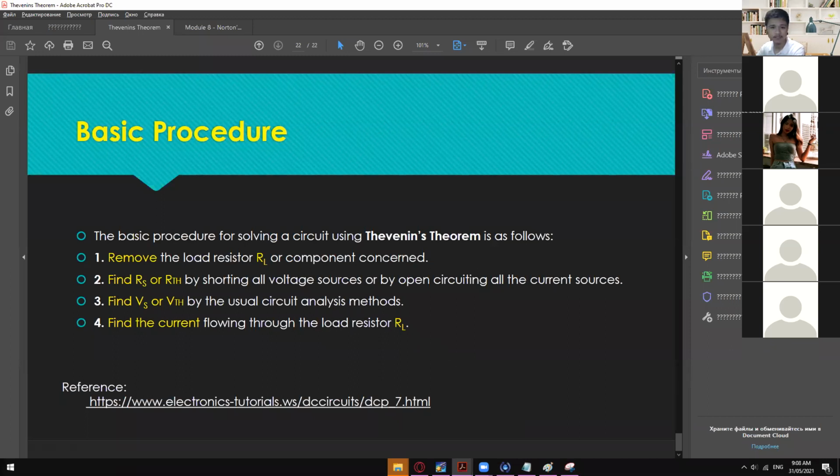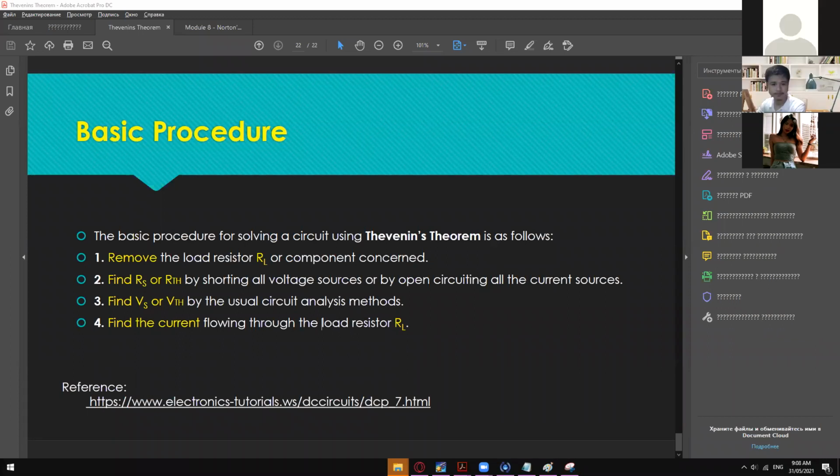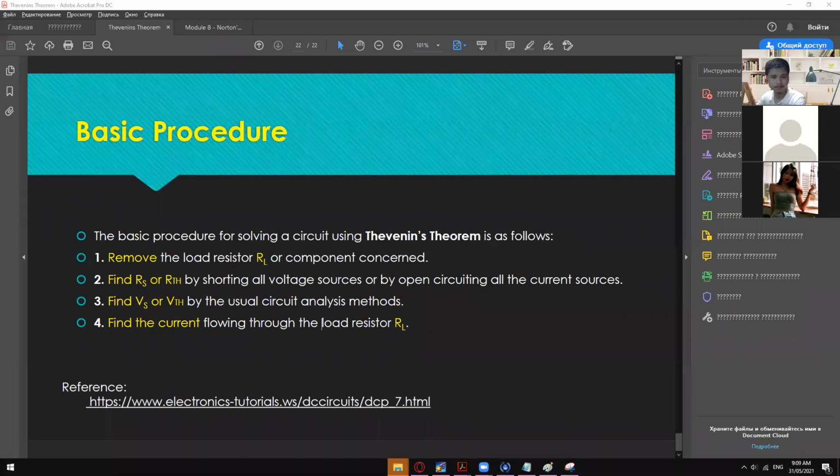Any other questions so far before we proceed to the Norton's theorem? So anyone who's confused and maybe would like to confirm something, verify something. Okay, so none for now.